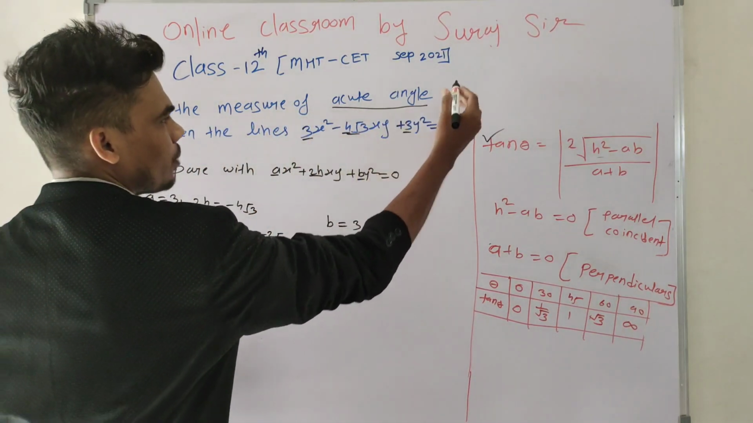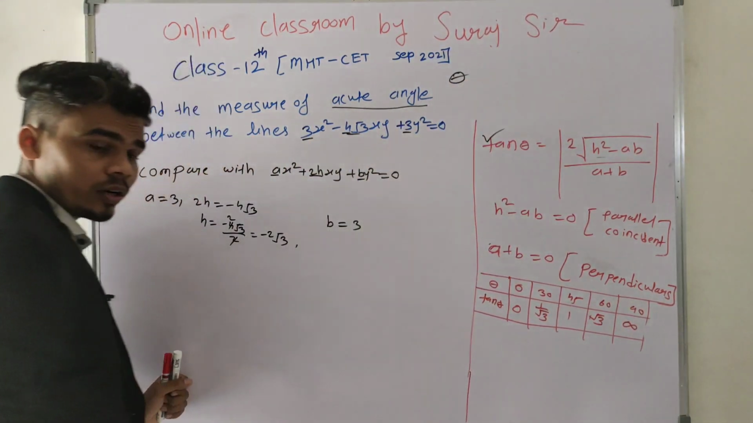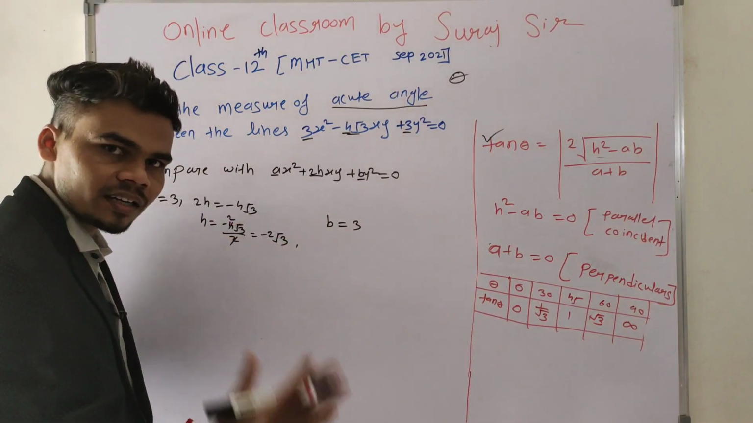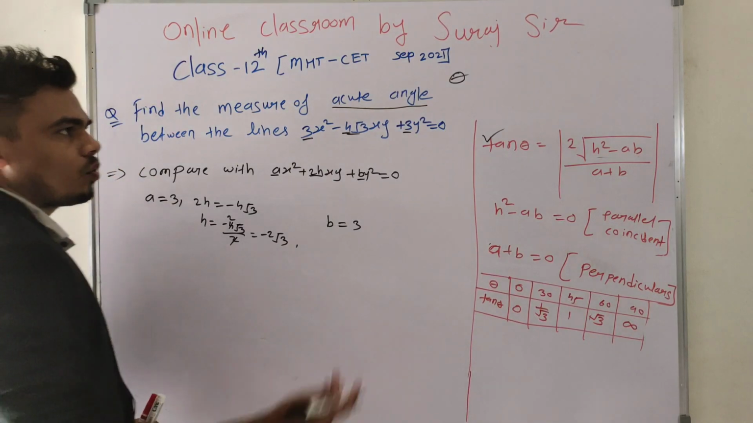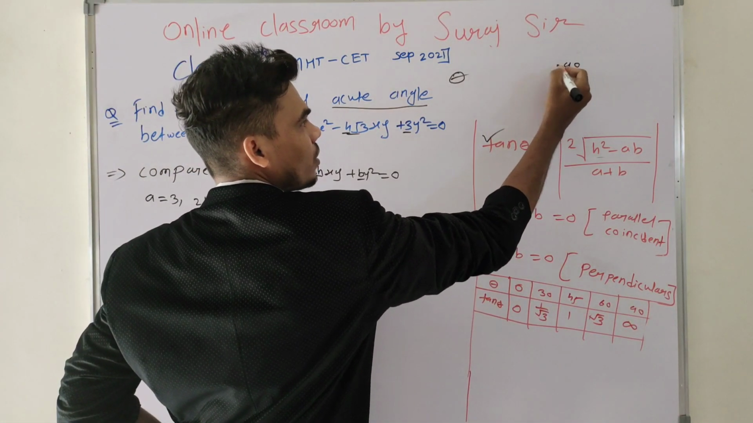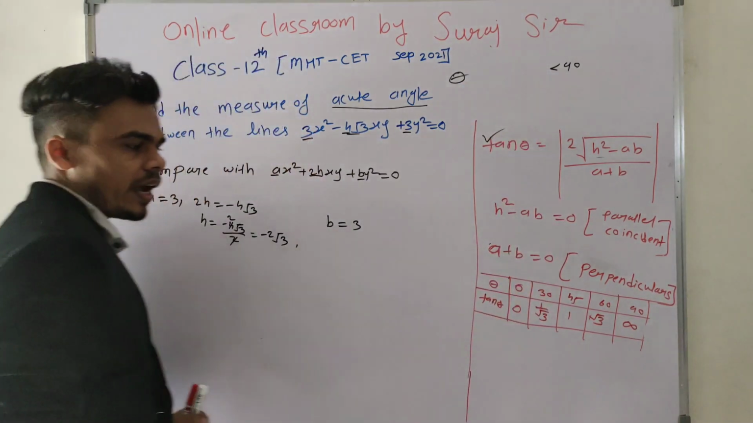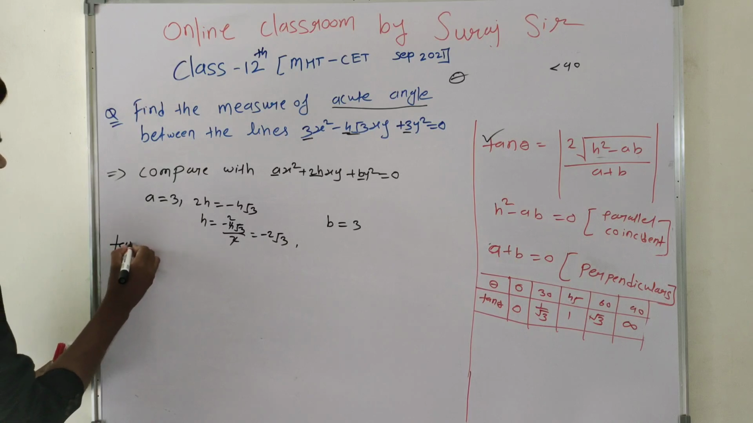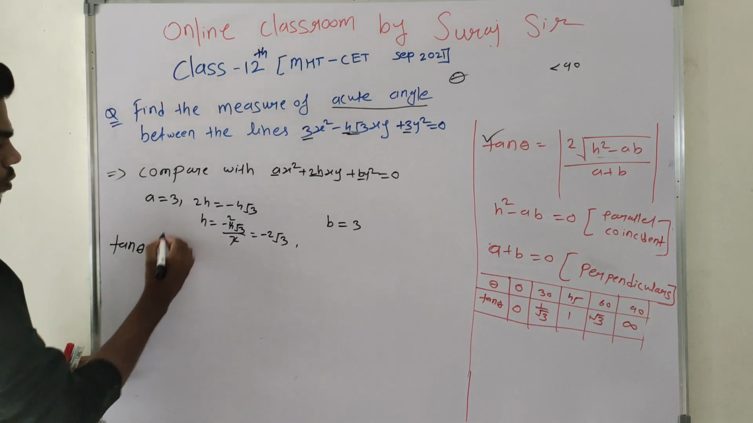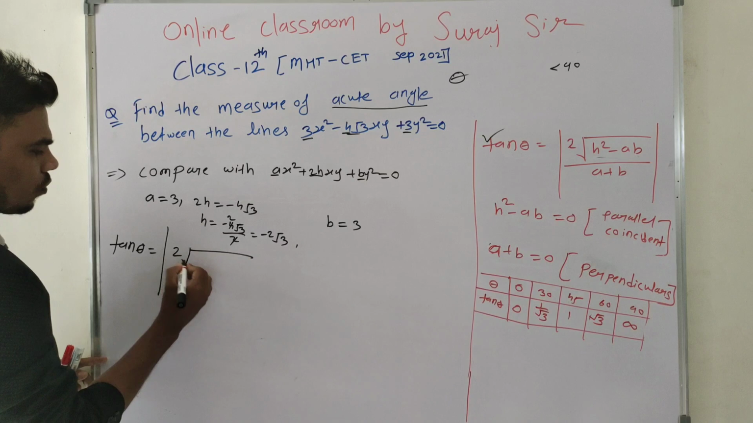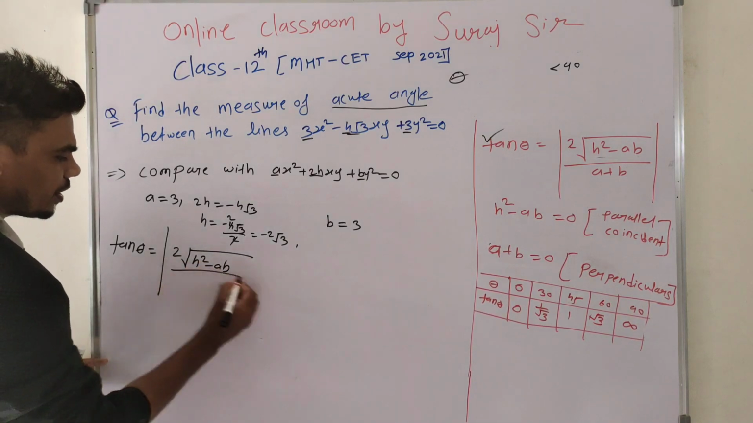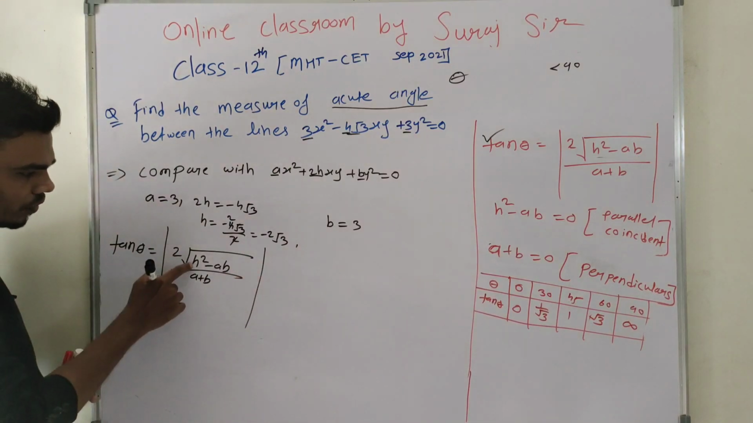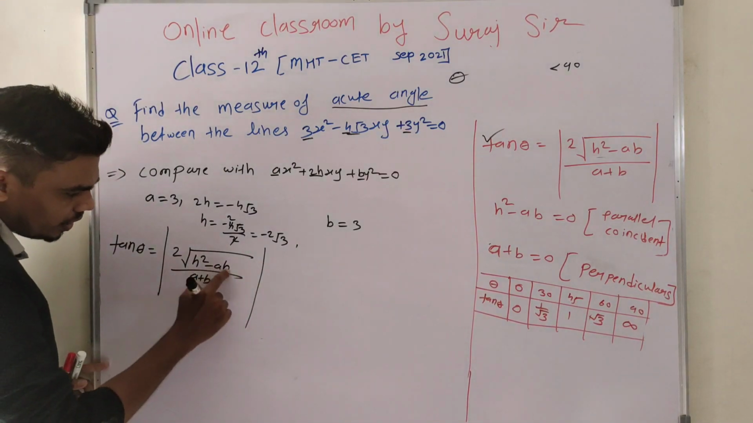Acute angle means here we have to calculate theta. Now, what is meant by acute angle? If the angle is less than 90 degrees, it is called an acute angle. The formula is tan theta is equal to mod of 2 root of h square minus ab divided by a plus b.